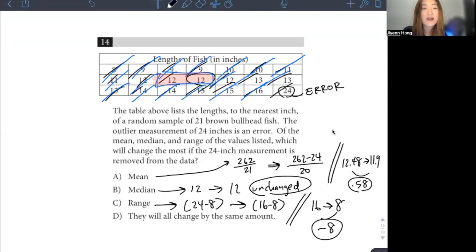You can do all these calculations, but if you know mean, median, and range well enough, you should be able to immediately analyze that because the outlier of 24 is going to make a huge impact on the range, especially because there's a good amount of numbers. The mean and median are not going to be drastically affected, right? So C is the answer here.